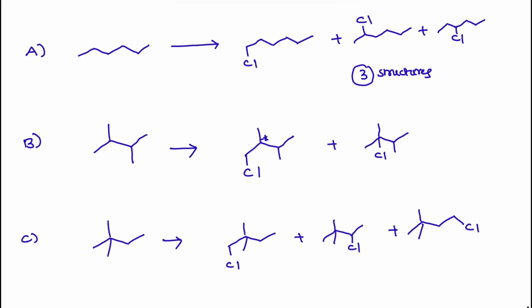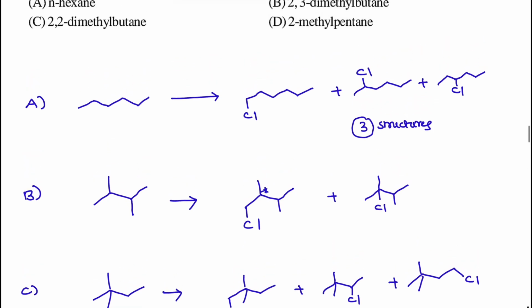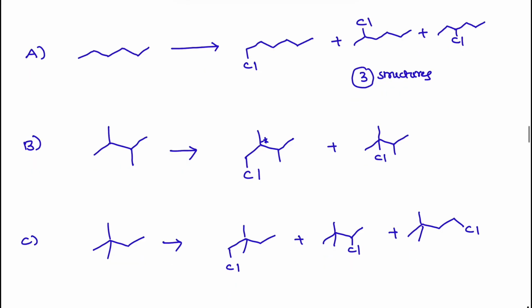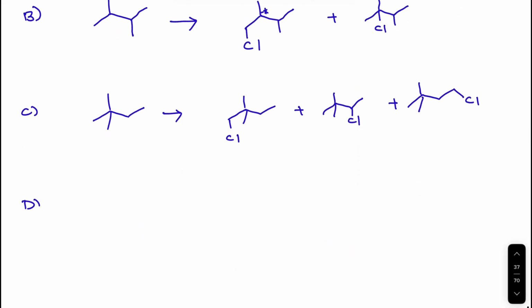This is the third one. Of course, here we have a chiral center. If we include stereoisomers, totally we are getting 4. So this is structures, 3 structures it is providing. 2-methyl pentane. This is 2-methyl pentane. When it is subjected to monochlorination, this one and this one result is same.